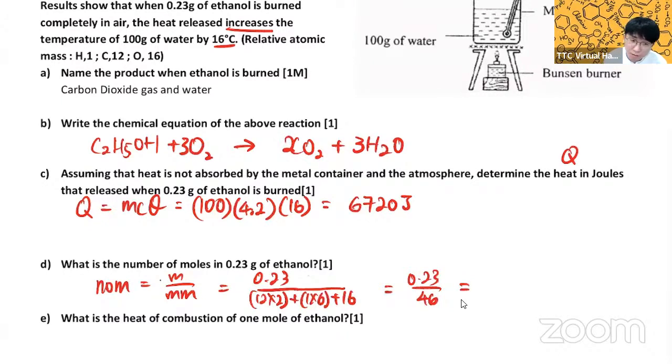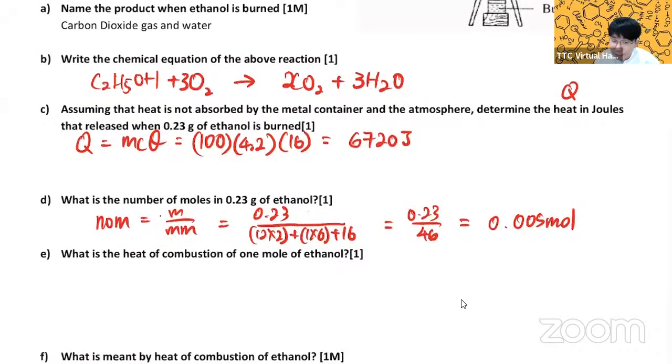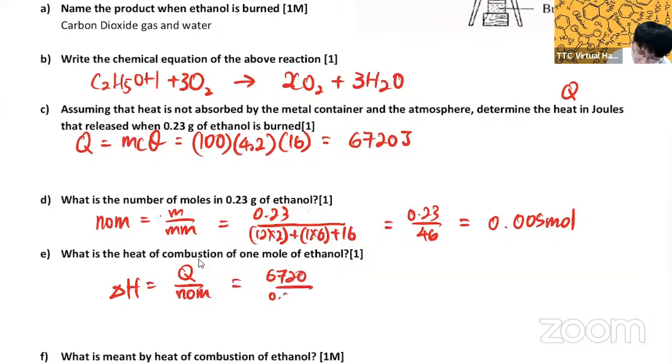Every 5, how many zeros? 0.005. Okay, thank you. It means that in this experiment, 0.005 mole can release 6720 joule of heat energy. And lastly, to calculate the heat of combustion, that's your delta H. Delta H is equal to Q over number of mole, so 6720 over 0.005. You should get a very big value. Convert it to kilojoule, so it's 1344 kilojoule per mole.